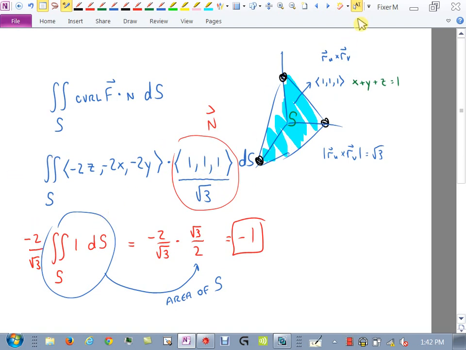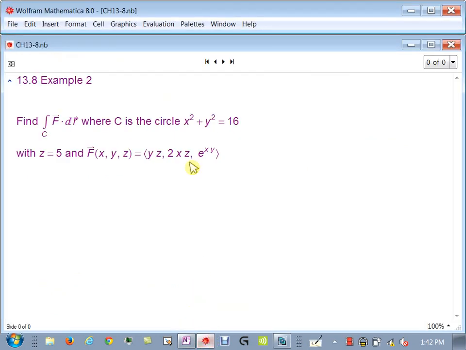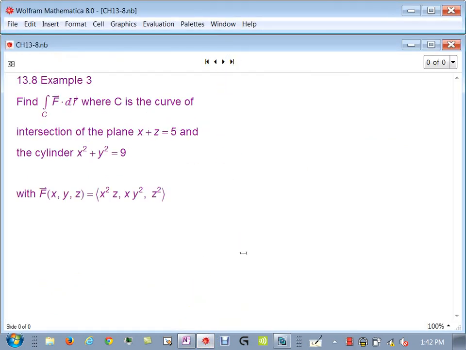All right. Good. Are we at the last example of 13.8? We are down to our last 3 examples of the semester. So this one and 2 more. The next 2 are coming out of the next section.